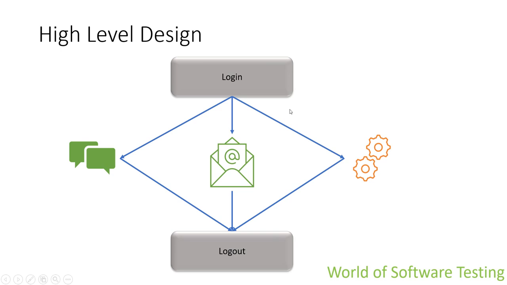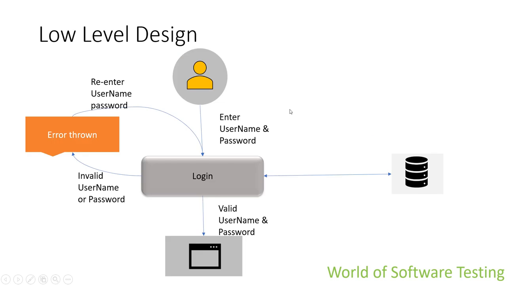The next is the LLD, that is the low level design. So it is like detailing the HLD, and it defines the actual functional logic for each and every component of the system. So complete details on the interfaces. So here in this example, you can see there is a user. The user needs to enter the username and password here. And once he enters the username and password, he can click on the login button.